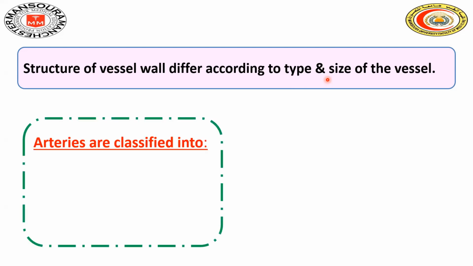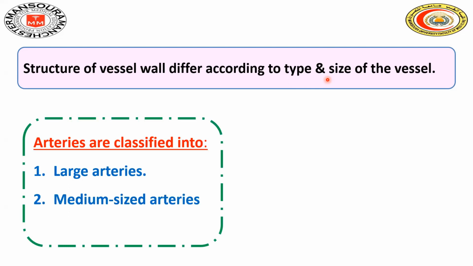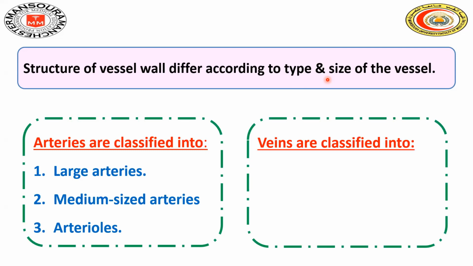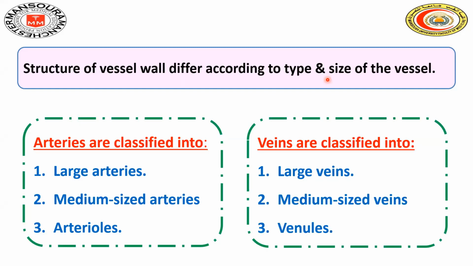So we will classify the arteries into three types: large arteries like the aorta, medium-sized arteries like the muscular arteries, and small arteries called arterioles. On the other hand, we will classify the veins in the same manner. We have large veins like the IVC, inferior vena cava, medium-sized veins, and small veins called venules. As we mentioned, the structure will differ according to the type and according to the size in each type.